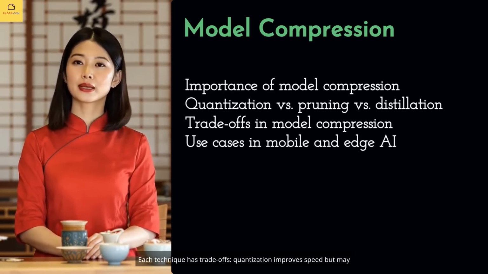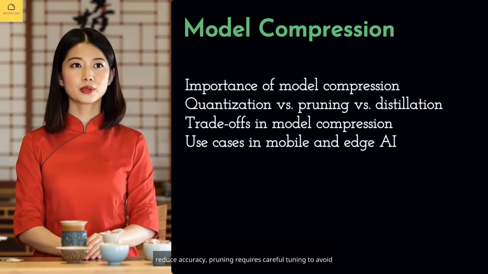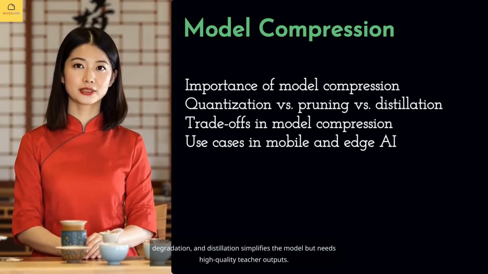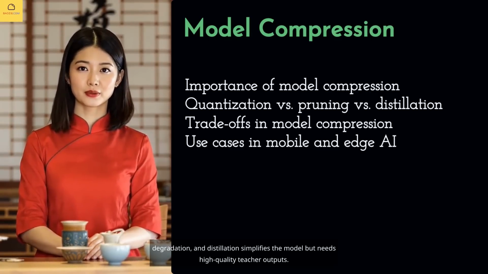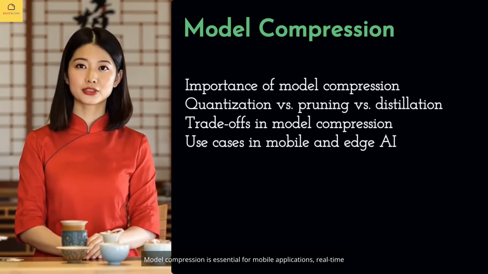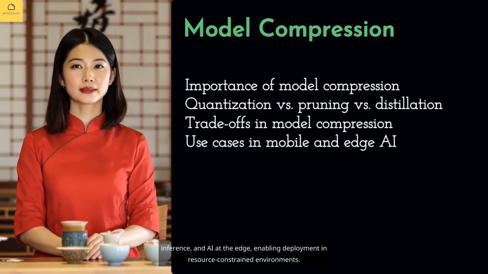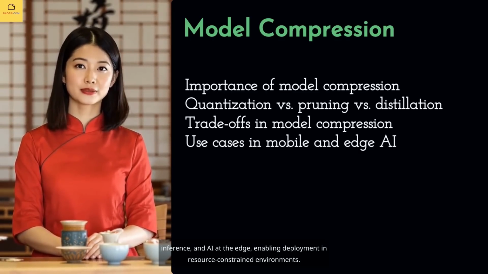Each technique has trade-offs. Quantization improves speed but may reduce accuracy. Pruning requires careful tuning to avoid degradation, and distillation simplifies the model but needs high-quality teacher outputs. Model compression is essential for mobile applications, real-time inference, and AI at the edge, enabling deployment in resource-constrained environments.